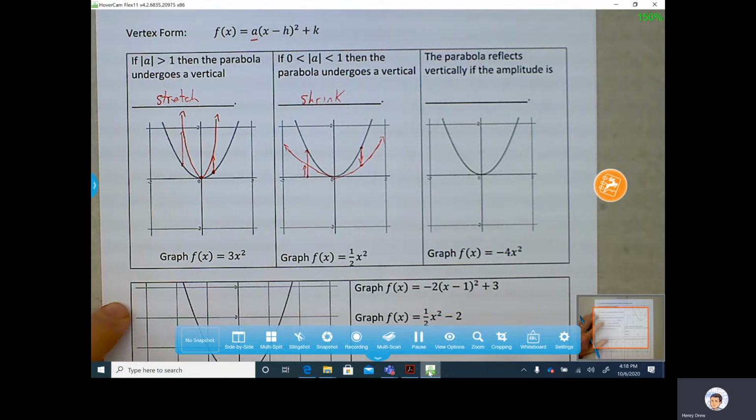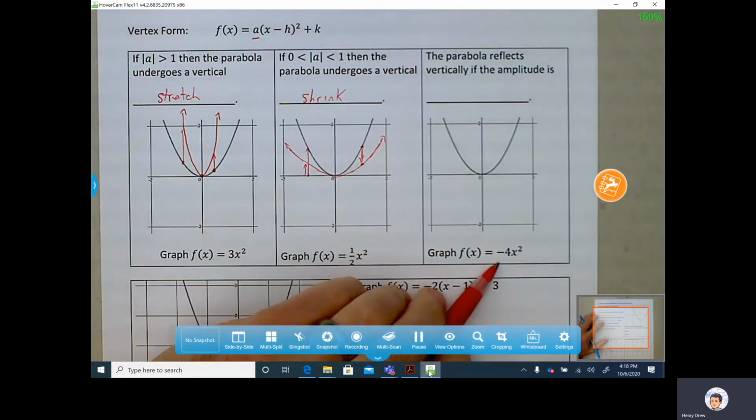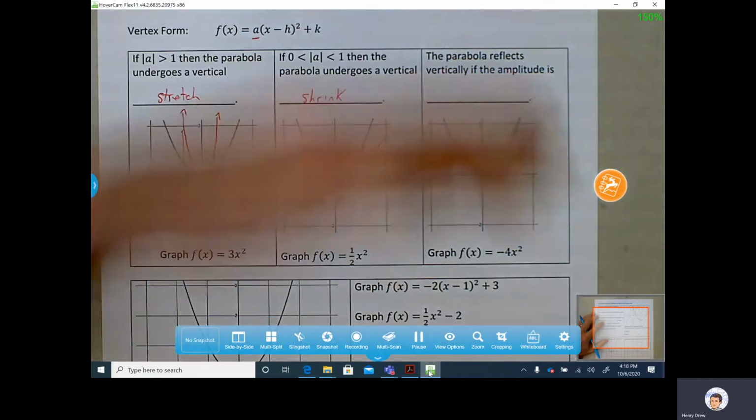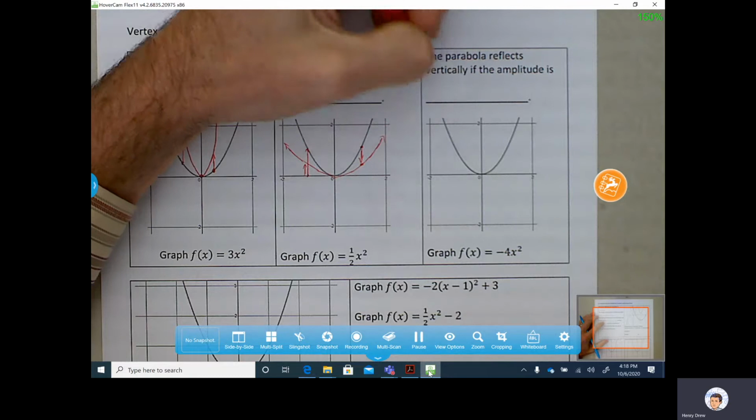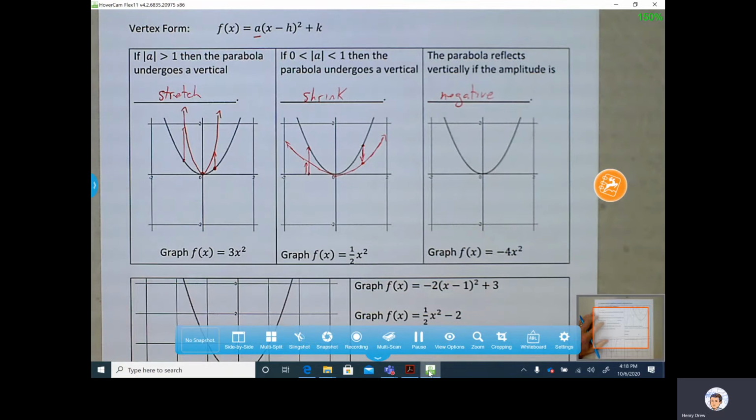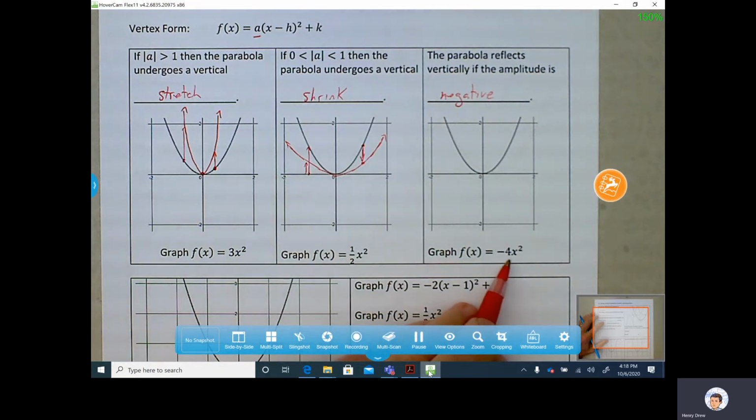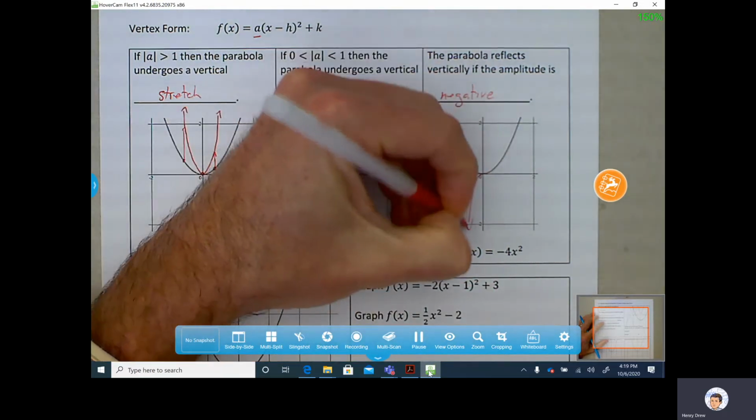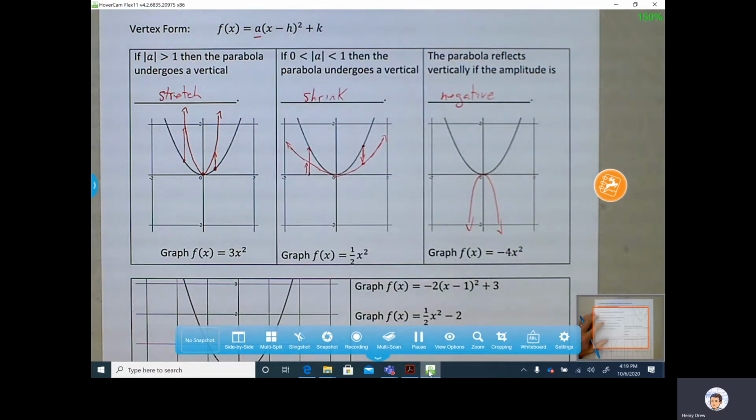And finally, if our amplitude is negative, we're going to have a reflection. So a negative amplitude is going to flip us vertically. It doesn't matter if it's a negative 1, a negative 1/2, a negative 7. It's still going to flip vertically. Because I have the 4 in there, there's two things going on. I'm going to be oriented downward, and I'm also going to be stretched.